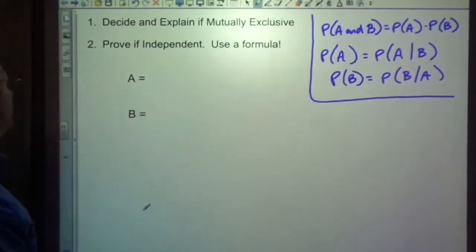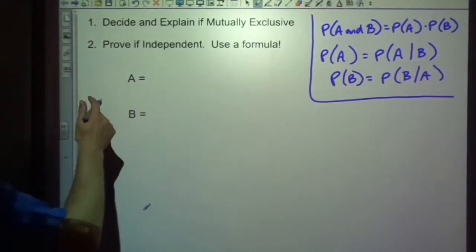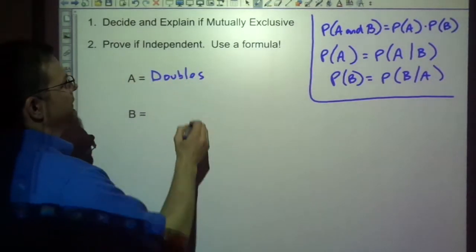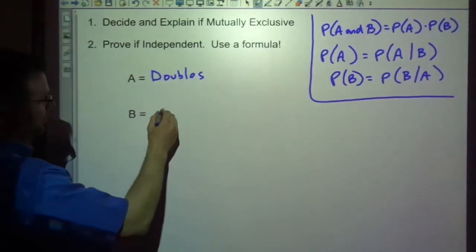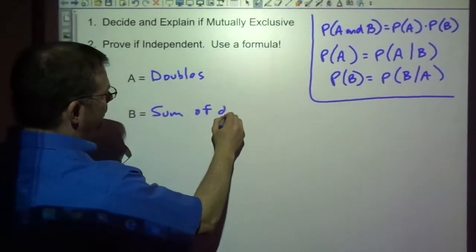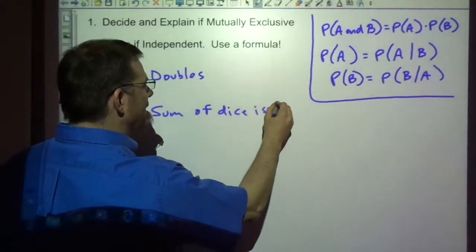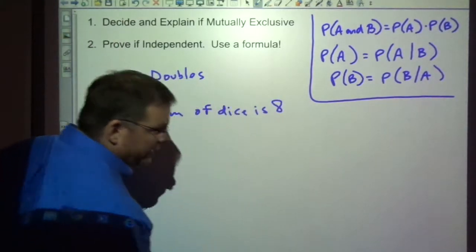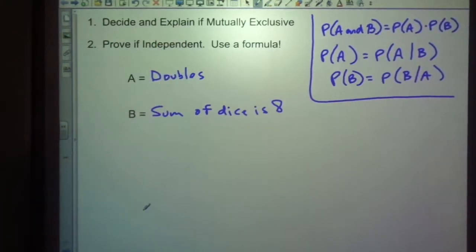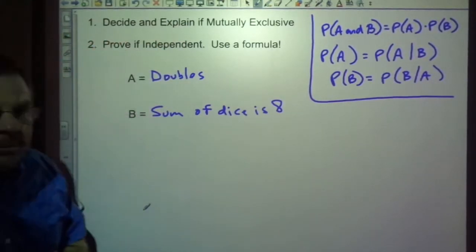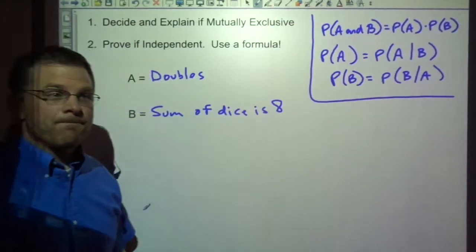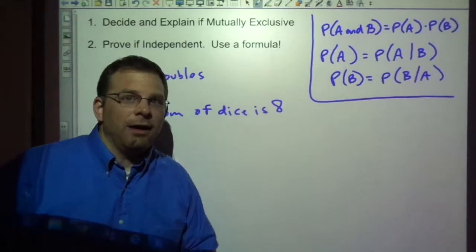And so what I want you to do is, answering these 2 questions, I want you to consider 2 events. The first event is the event that we roll 2 dice and we get doubles. The second event is that we roll 2 dice and that the sum of the dice is 8. So using these 2 events, I would like you to answer, are A and B mutually exclusive? Prove it. Are A and B independent? Prove it using one of the formulas. Okay? Pause the video now and go.